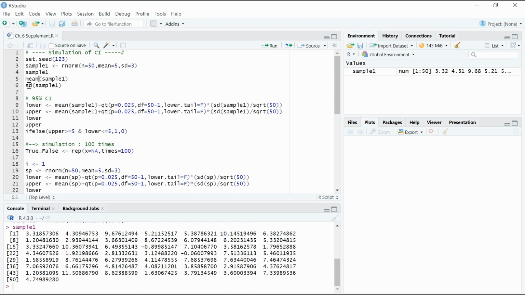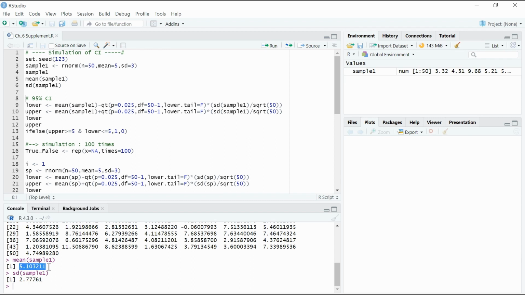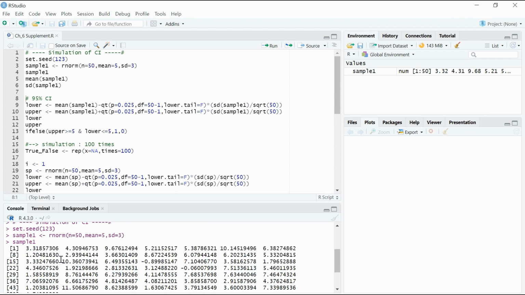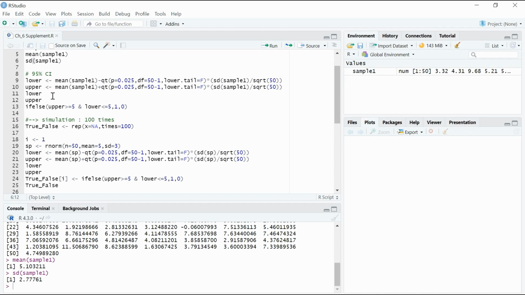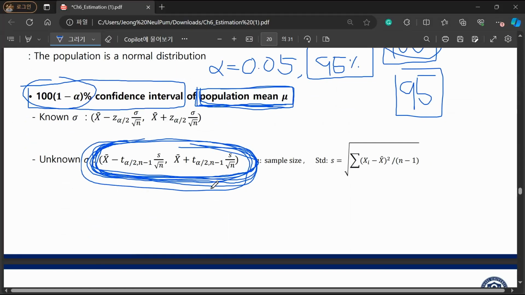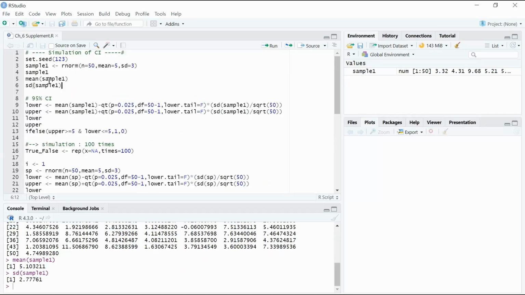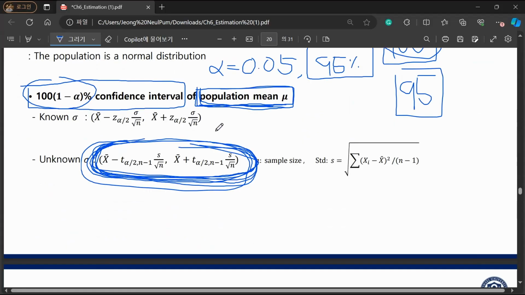And if we check with the mean and standard deviation functions, you can see the mean and standard deviation of the 50 random samples from the normal distribution. We can check that the mean and standard deviation are very similar to the parameters of the rnorm function. Then, because we have this formula, let's say that we know our sample comes from the normal distribution because we used the rnorm function, but we don't know the population standard deviation. In that case, we use the sample standard deviation instead of sigma.